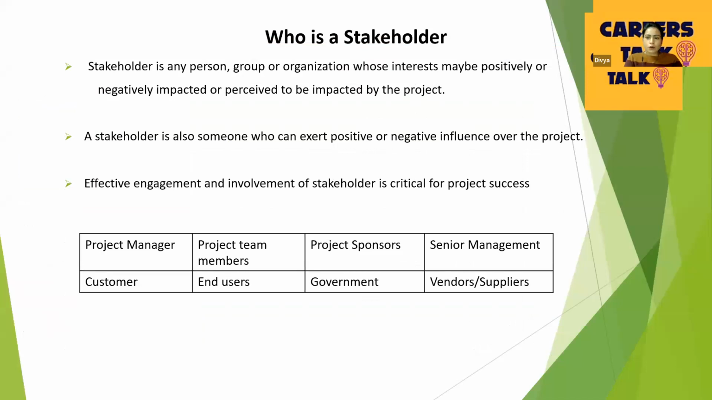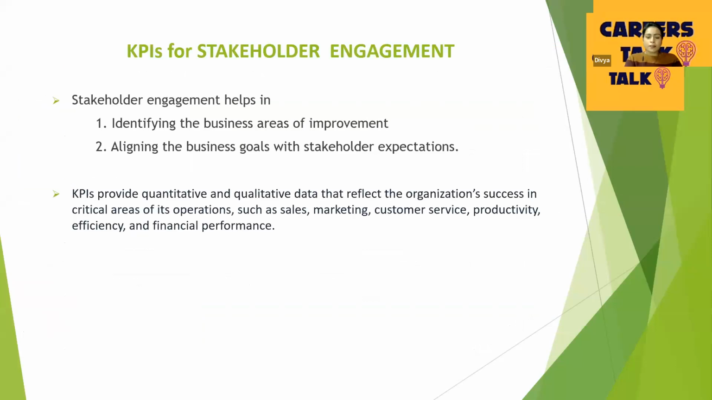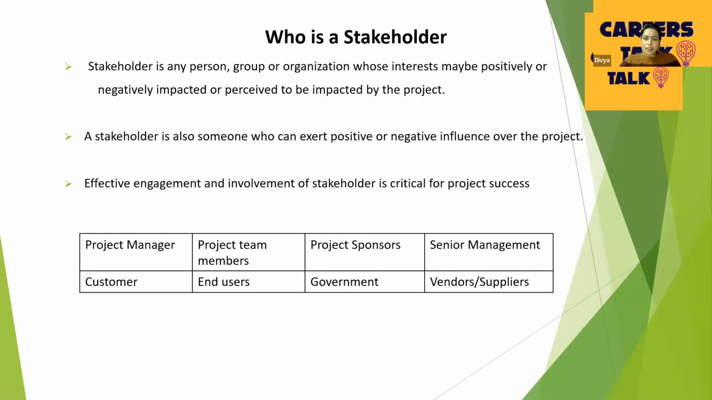A stakeholder is a person, a group, or an organization who is indirectly or directly involved in the project and gets impacted by the output of the project. So here we can say the stakeholder can be an internal stakeholder or an external stakeholder. Internal stakeholders are the people who are involved in the project within the organization, and the external stakeholders are those who are outside the organization and help in the development of the project.